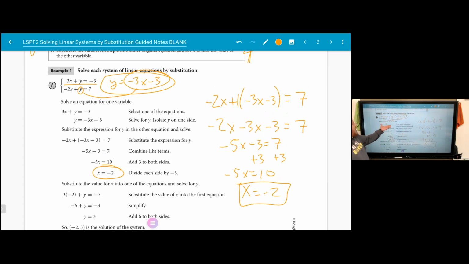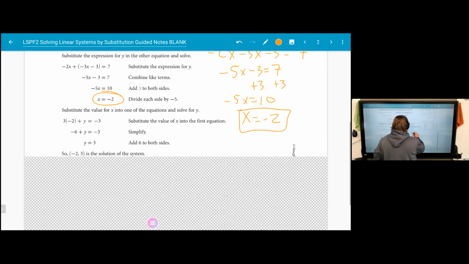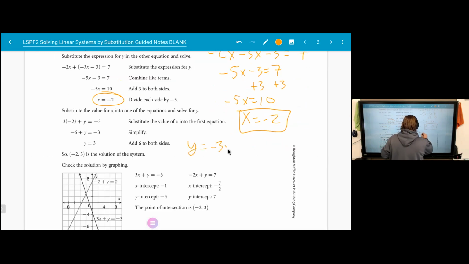Why not? You've already got y equals. So just plug your x in and find y. Y equals negative 3x minus 3. I'm going to rewrite it. If I plug that negative 2 in, y equals negative 3 times negative 2 minus 3.